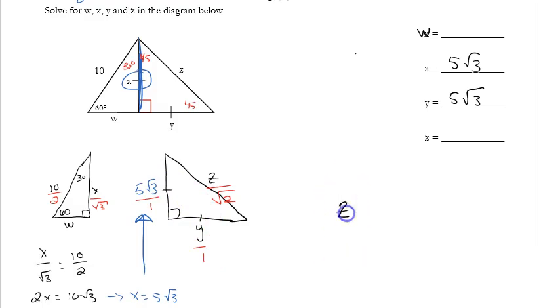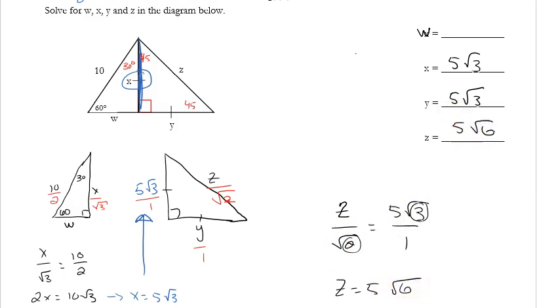Then z over square root 2 equals 5 square root 3 over 1. Z is equal to 5 square root 2 times 3, which is 6. That does not simplify. I get 5 square roots of 6.